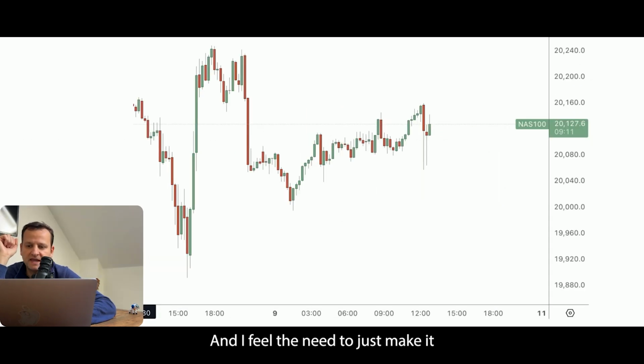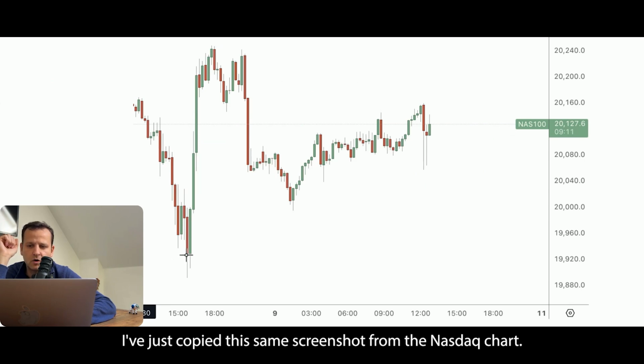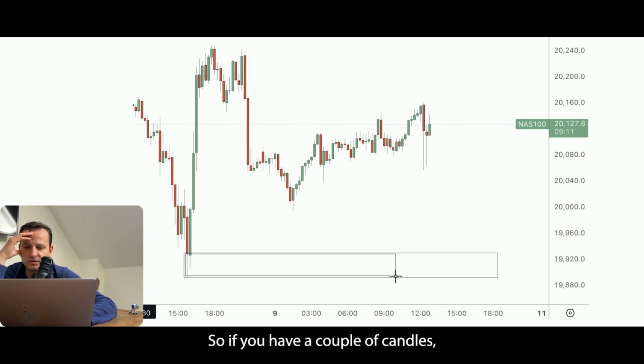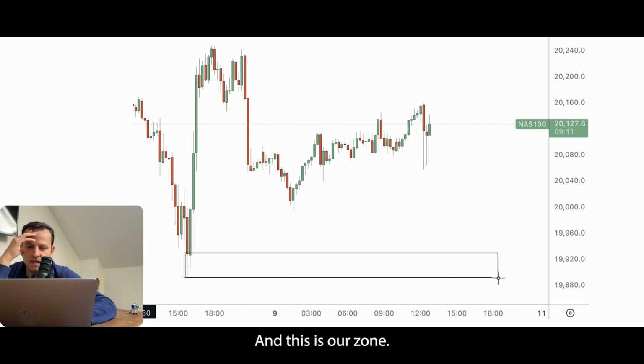And I feel the need to just make it extra neat, guys. In order to draw these zones again, I've just copied this same screenshot from the Nasdaq chart, and this will be the zone I'll be looking for. So this will be the close of the red candle and the lowest point. I won't be connecting the close with the second wick here, which is shorter than the first one. I'm always looking for the most extreme one. If you have a couple of candles, I'll be looking for the one that is most extreme. In this case, this will be the one that is further away from the close value. And this is our zone.